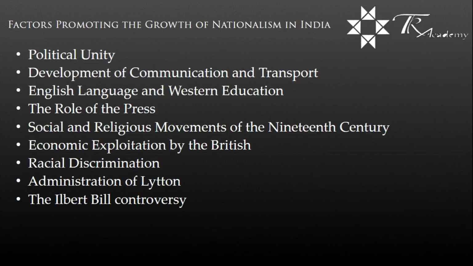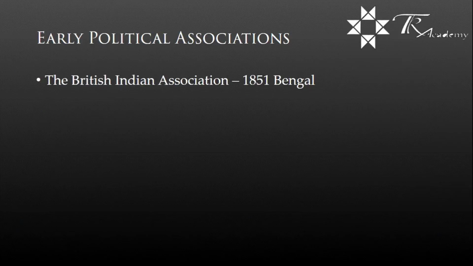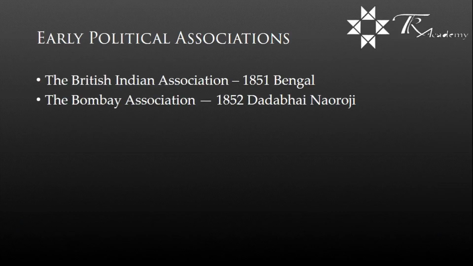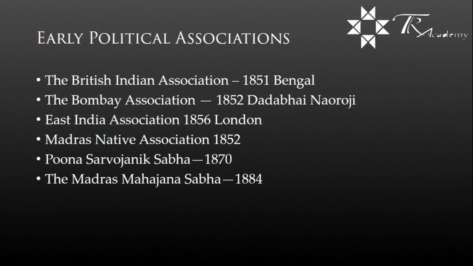Let's see about the political associations that took place during this particular period. The British Indian Association took place in 1851 in Bengal, the Bombay Association in 1852. Dadabhai Naoroji is an important person in this particular association. The East India Association took place in 1856 at London. Madras Native Association in 1852, Pune Sarvajanik Sabha in 1870, and Madras Mahajana Sabha in 1884.